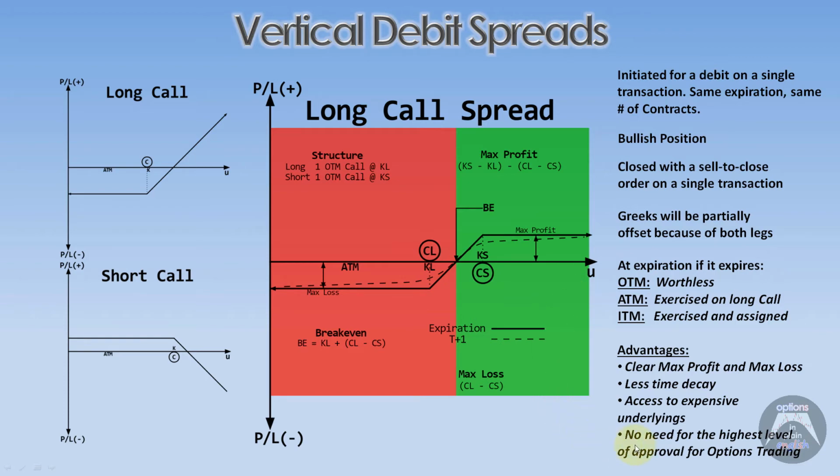Also, there's no need for the highest level of approval for options trading, because you're not selling anything naked. It's good to have anyway, but if you don't have it, there's a very high possibility that you are going to be allowed to put on debit spreads.